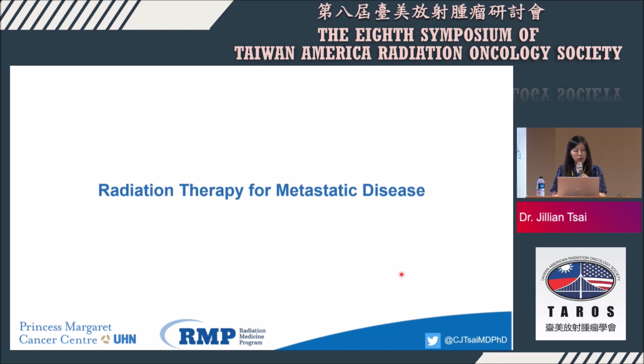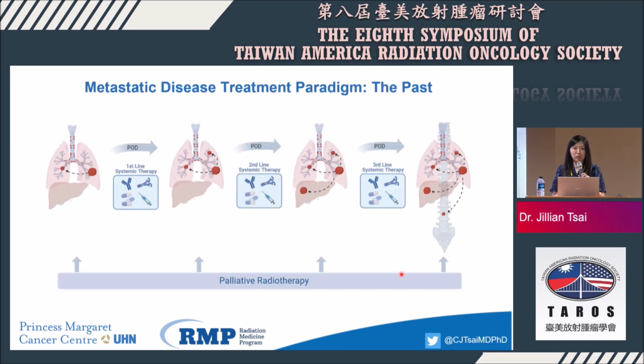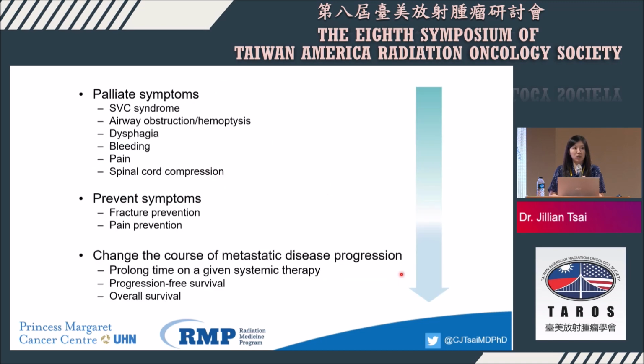Okay, so we know that we have used radiation therapy for metastatic disease for a long time, right? But mainly in the palliative setting. For patients with metastatic cancers, they often go on first-line systemic therapy, and if they progress, second line, and at some point in time, they suddenly remember radiation. So they'll send the patient to us for palliation of their symptoms. However, we know that radiation can do a lot more.